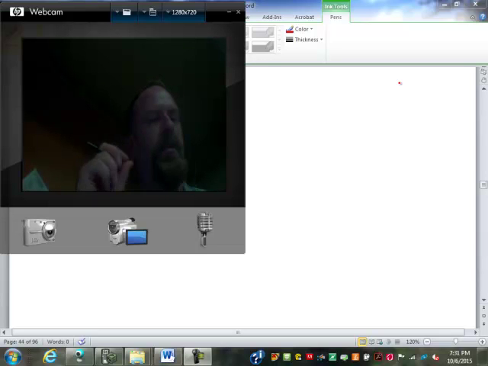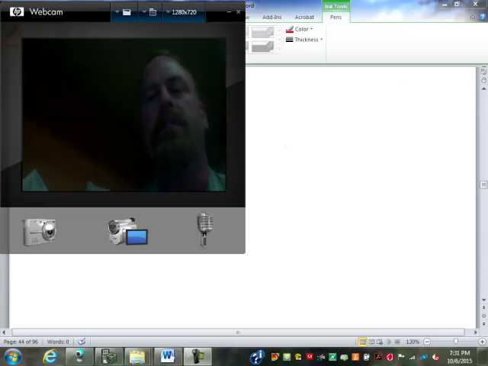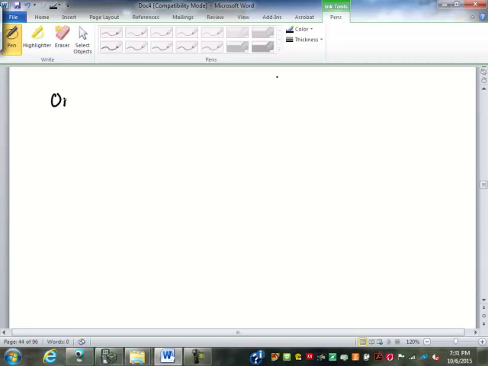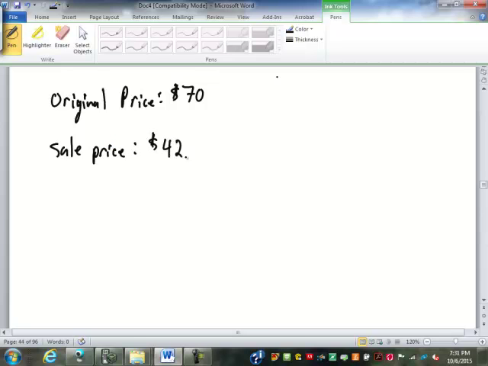Okay, so we've talked about the markups, we've talked about markdowns. Let's do one last little thing about the markdowns before we let that go. Let's say that you have something that has an original price of $70, and it now has a sale price after the markdown of $42. Find the percent markdown.